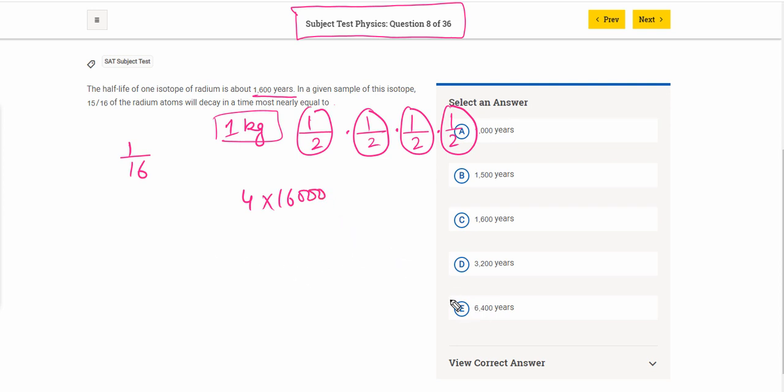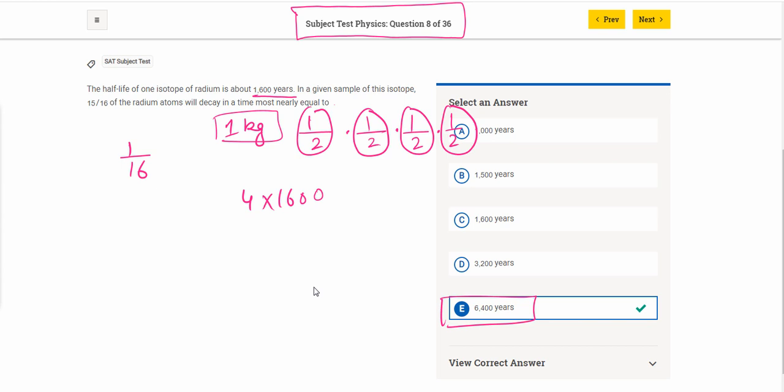So that would be equal to... let me check. It's not 16,000, it's 1600, so it will be 2 zeros. So it will be this one, 6400 years. So let's check the answer, and that's right. So it will take 6400 years for the sample of the isotope to become 1/16. So after these many years, 15/16 of the radium will be decayed and 1/16 will be left.